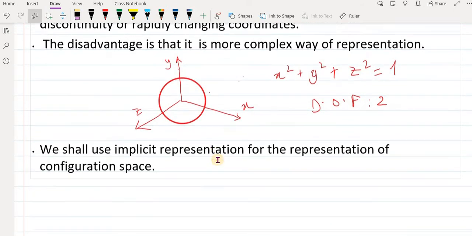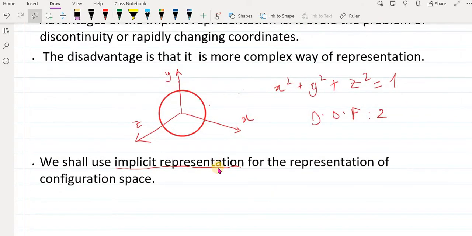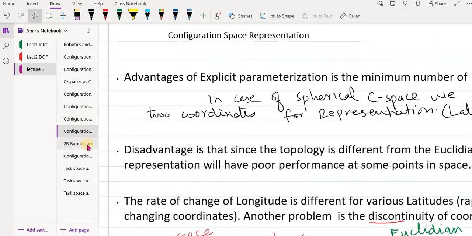So we shall go for the implicit representation of the configuration space, because we want to avoid the problem of discontinuity and rapidly changing coordinates. So we accept that we have to use more number of coordinates and also include some constraints, but we want to use this implicit representation of the C space. So this was all about representation.